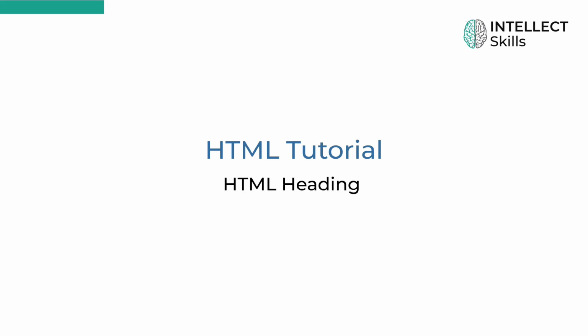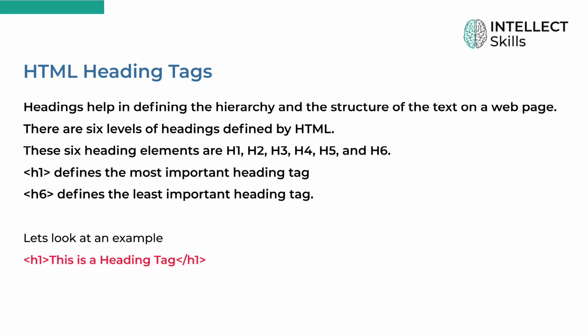In this tutorial, we are going to discuss HTML headings. So let's begin. What are HTML headings? HTML headings help in defining the hierarchy and the structure of the text on a web page. There are 6 levels of heading defined by HTML, and these 6 heading elements are H1, H2, H3, right up to H6.